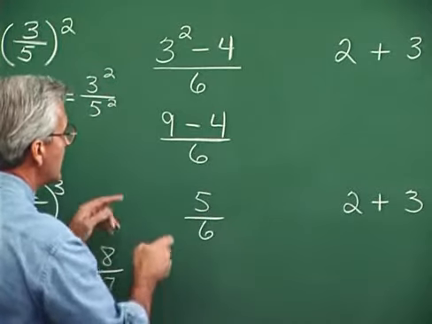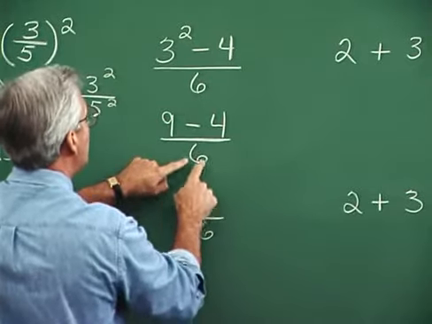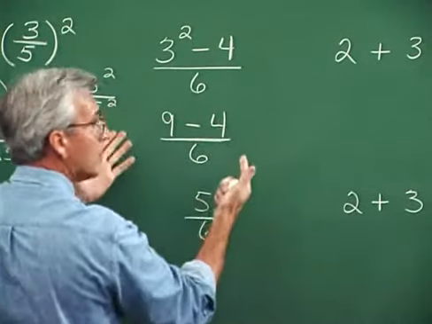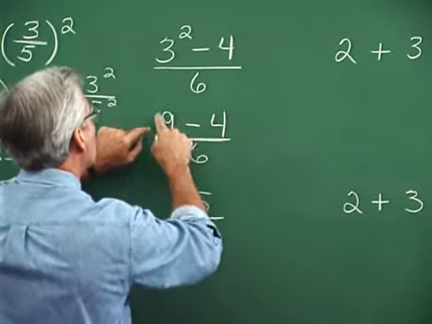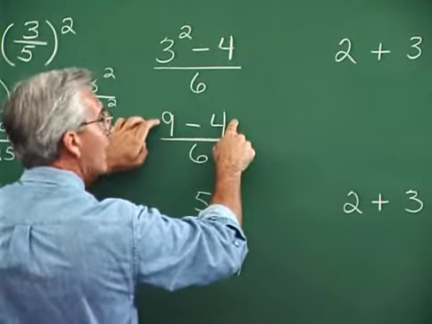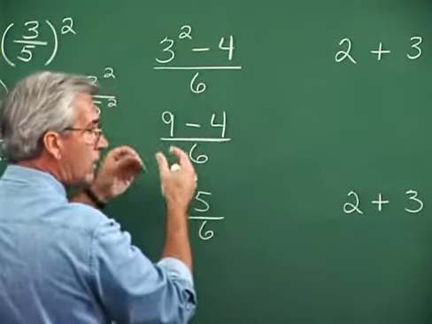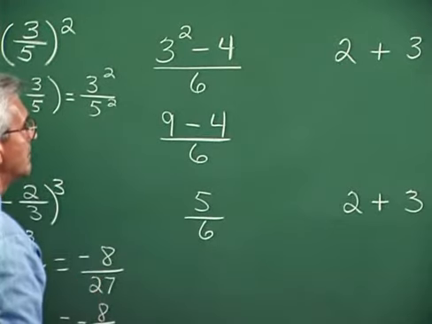This becomes 5/6. Again, it looks like a cancellation opportunity with either the 9 or the 4 or with both, but we can't do that. We have to collect everything in the numerator, perform all the operations in the numerator before we look for those cancellation opportunities. So 5/6 is the answer here.